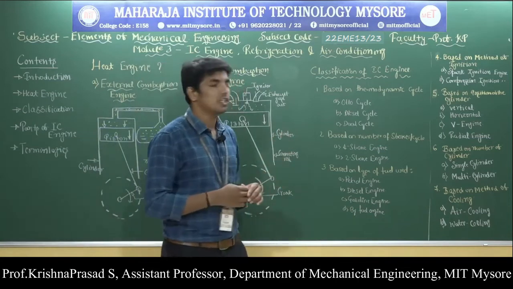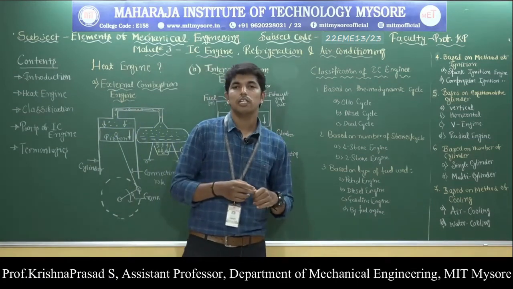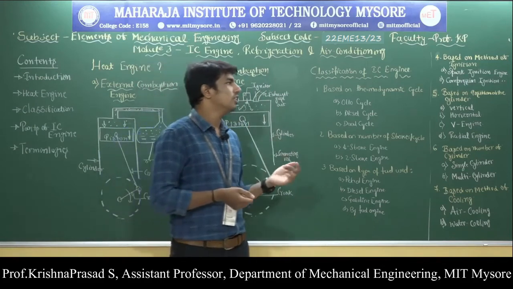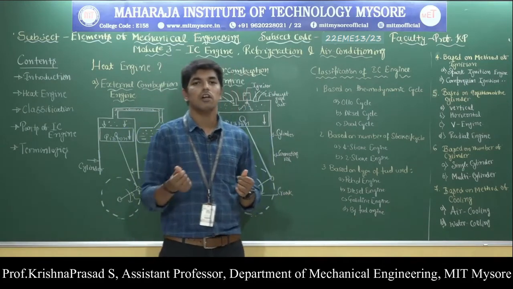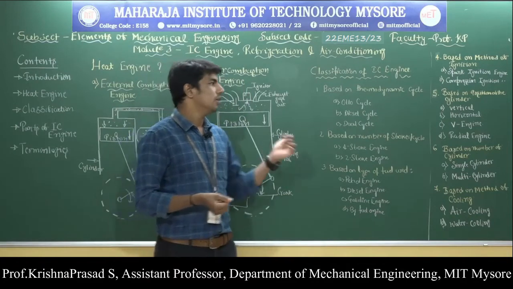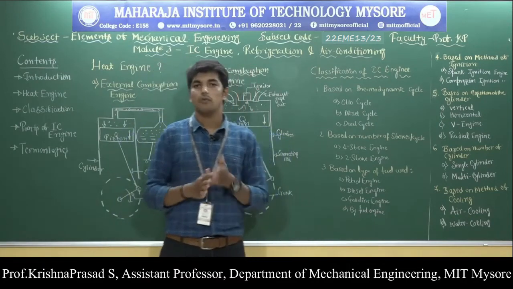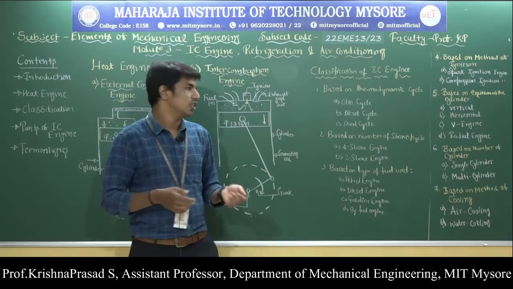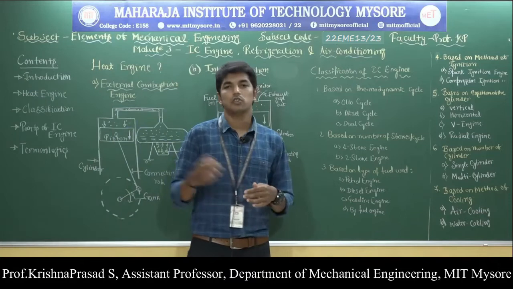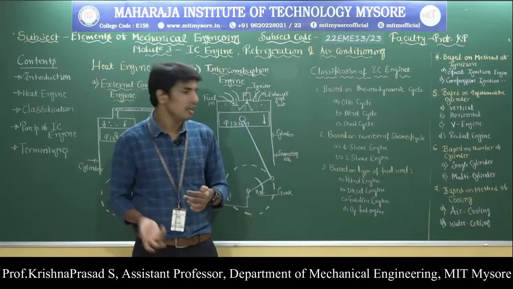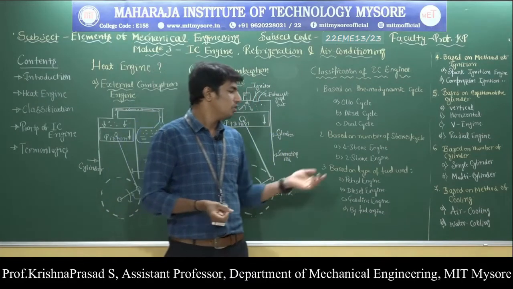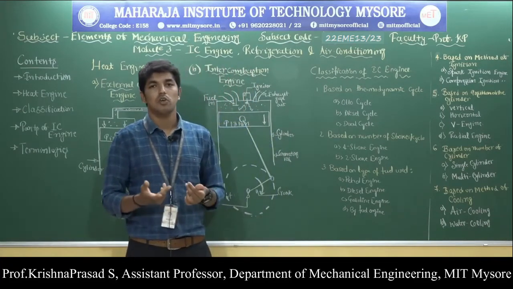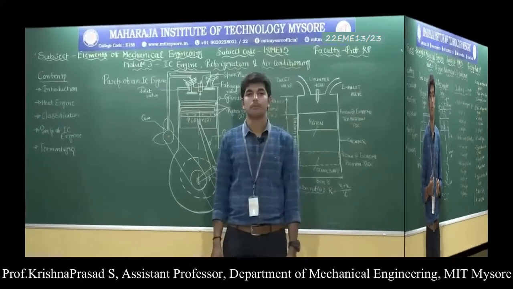Then based on the method of ignition, if a spark plug is used in a petrol engine vehicle, it is called a spark ignition engine, and if a fuel injector is used in a diesel engine, it is called a compression ignition engine. Then based on the position of the cylinder, we have vertical, horizontal, V engine as well as radial engine. Then based on the number of cylinders, there is the single cylinder engine as well as the multi-cylinder engine. Then based on the method of cooling, there are two methods: the air cooling system and the water cooling system.